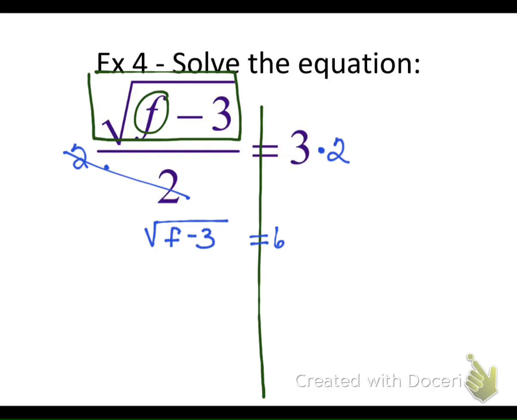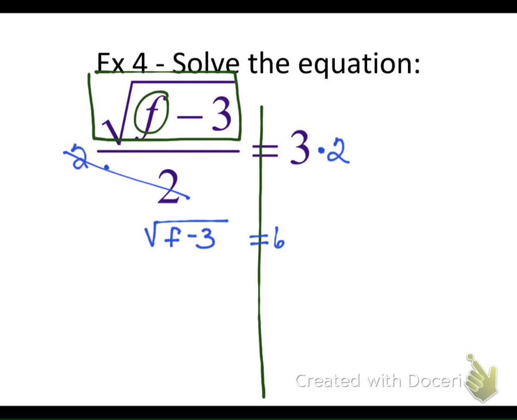Now I'm ready to get rid of the square root sign. How do I do that? You're close. You just said the wrong word. Read step 2. Look at step 2. Square both sides.